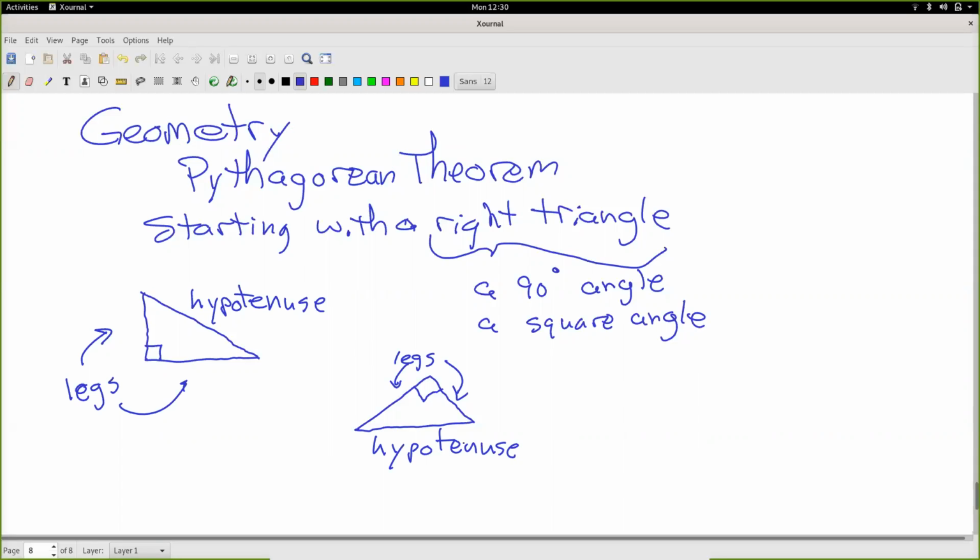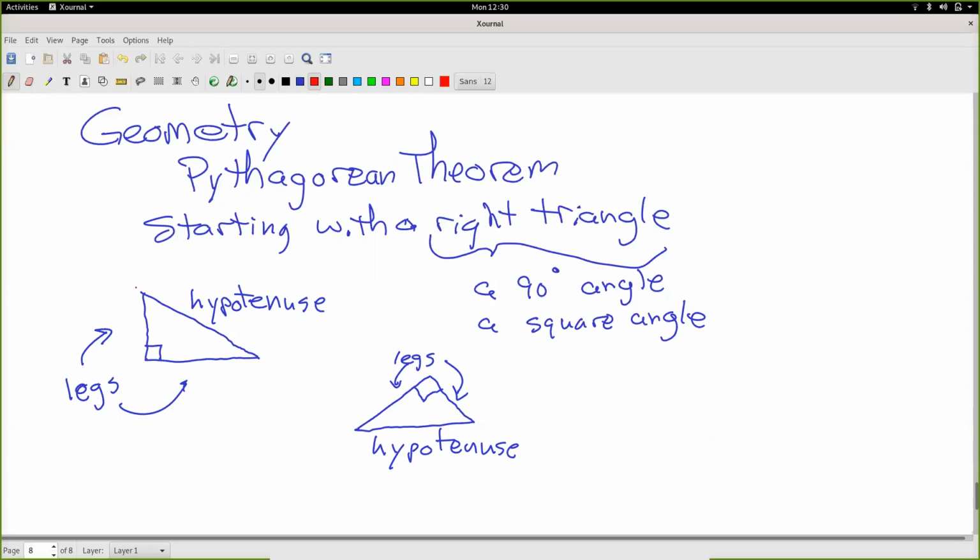And it's the longest side because the 90-degree angle is the biggest angle in a right triangle. Any triangle only has 180 degrees for the 3 interior angles. And so if this one's taking up 90, the other two have to share 90. So the right angle is always the biggest angle in a right triangle.